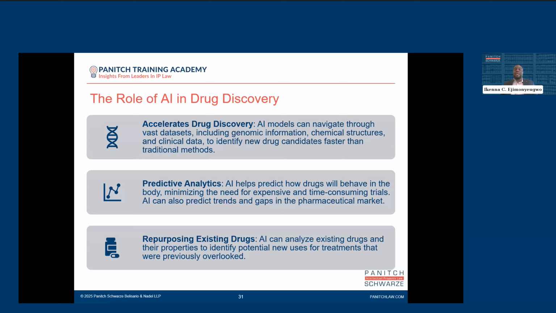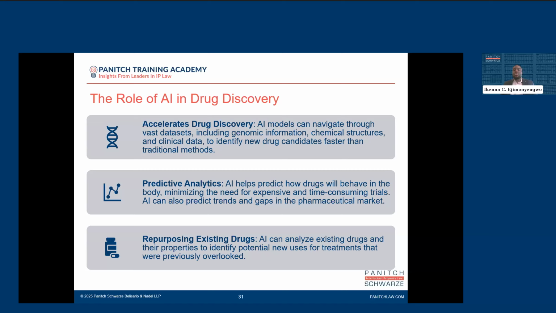So, for example, AI can help address emerging diseases and treatments. It can do this by analyzing trends in disease prevalence, patient demographics, for example, and scientific research. AI has the ability to predict which therapeutic areas are likely to experience growth, and suggest areas where new patents could be filed, which is extremely beneficial to pharmaceutical companies, of course, to stay ahead of the game.